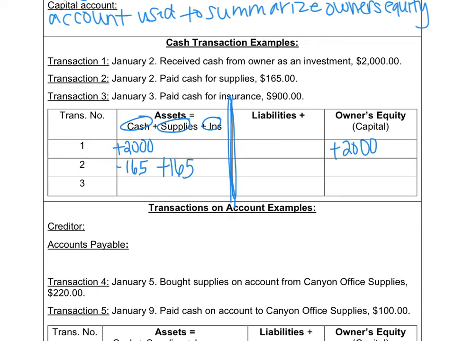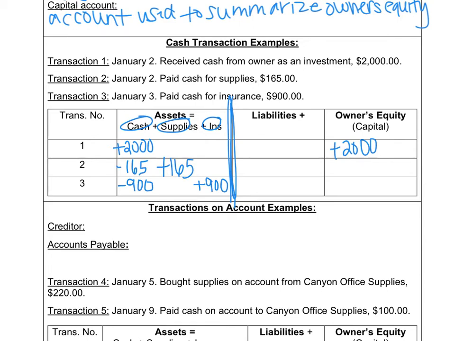Okay, let's look at transaction number 3. So on January 3rd, we paid cash for insurance. So same thing, we're paying cash, so my cash is going to be decreasing by $900. But I'm also gaining $900 in insurance. Insurance is actually an asset because it's something you own and you can use it whenever you need it. So this is another example of a wash where you lost an asset, but you also gained an asset as well.